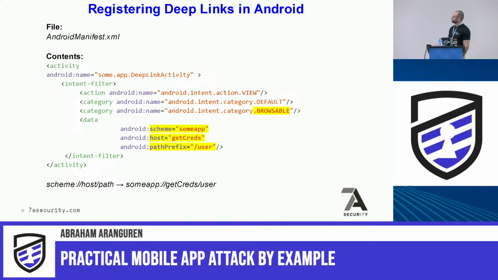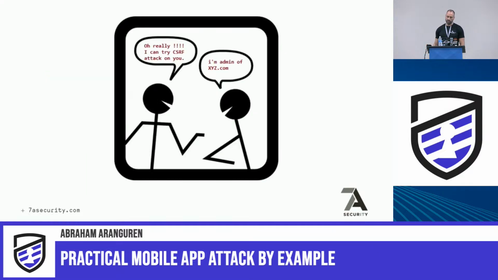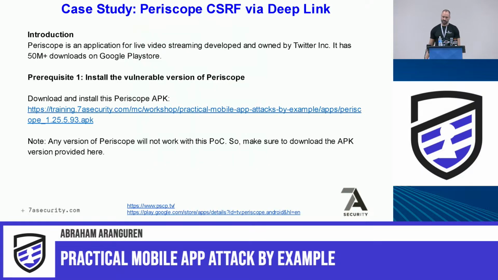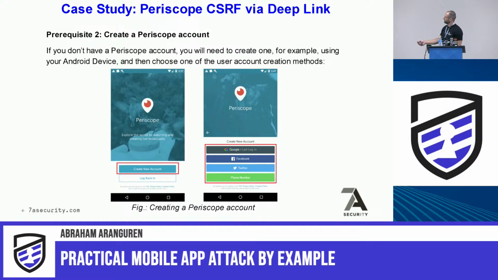So you can have a scheme, a host, and a path prefix that is required, and so on, right? This is normally the stuff you look for to attack this type of thing. For this exercise, we will use a vulnerable version of Periscope. If you go to 7secure.com/free and go to this workshop, you can download the slides, and from there, the Periscope APK that is vulnerable to this.